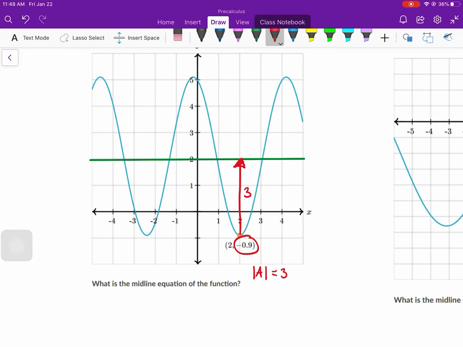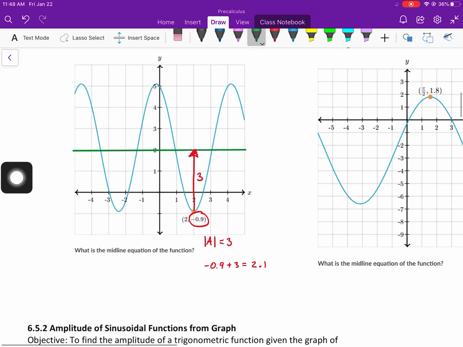Why would I subtract 3 from there? That would send me down in that direction. There's no reason you'd want to do that. You want to find the midline, so we're going to add 3 to that number. So you're like, well, how do I know when? What situation are you in? Think about it. So we have -0.9 plus 3, which is going to be 2.1. So that seems about right. That's about where I drew the green line, right? So y equals 2.1.